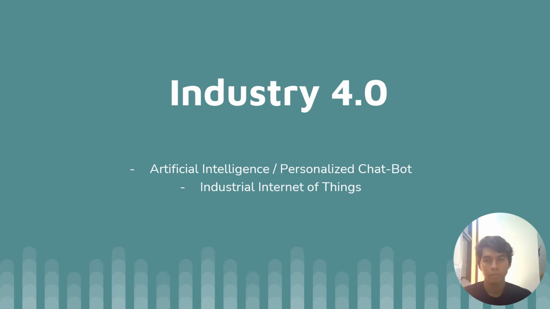So now moving on to the technologies from Industry 4.0 that we propose are incorporated in the process of the workstation. There are 2 main technologies that we propose to implement in tech services. The first one of them is artificial intelligence, which we plan to incorporate through a personalized chatbot, and the second one is the industrial Internet of Things. In the next slides, I'm going to explain why we chose these 2 technologies.